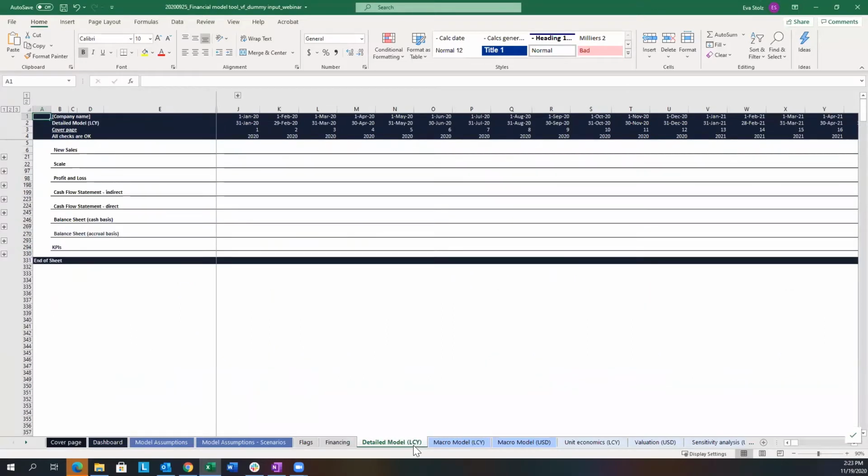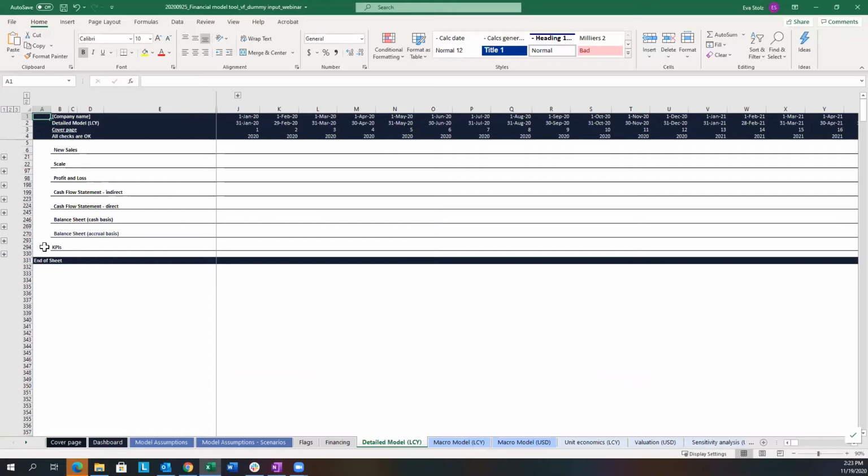So the detailed model is basically the sheet where most of the calculations take place. It's really a month-on-month model of the new sales, the overall scale of the business, the P&L statement, the indirect cash flow statement, the direct cash flow statement, the cash view of the balance sheet, the accrual view of the balance sheet, and then also the key performance indicators of the companies.